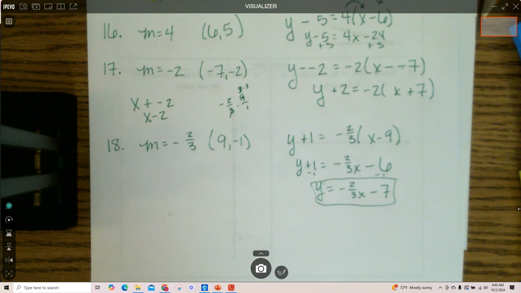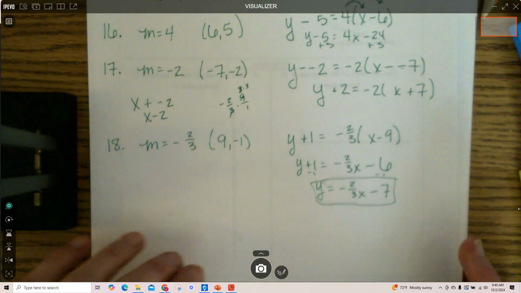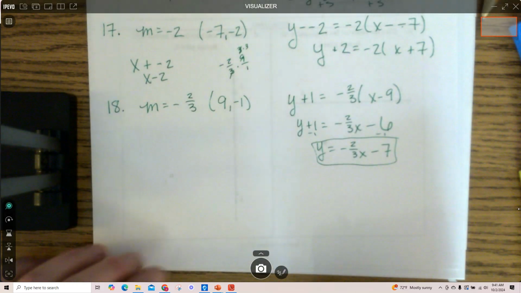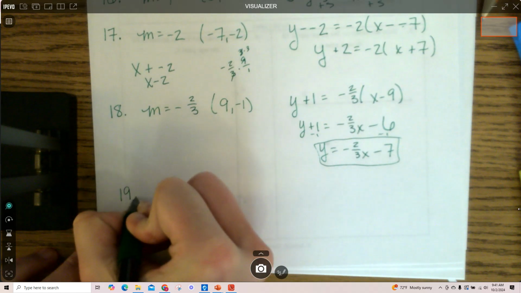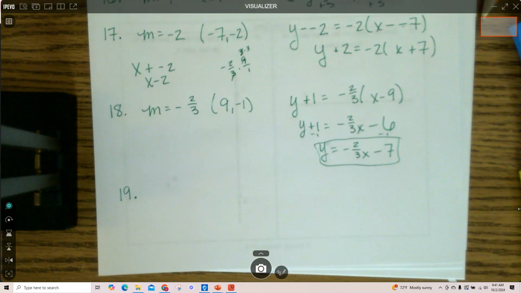How many does this one have? 2 parts. No, how many problems does this have? 27. 27, okay. Is 19 the same? I'm not sure. Okay, I'll wait.